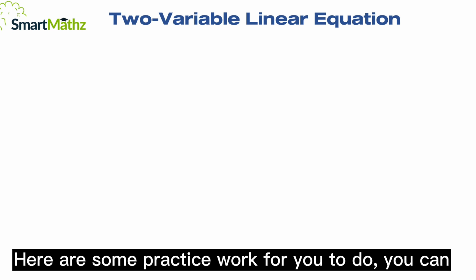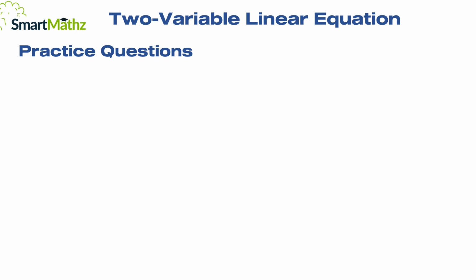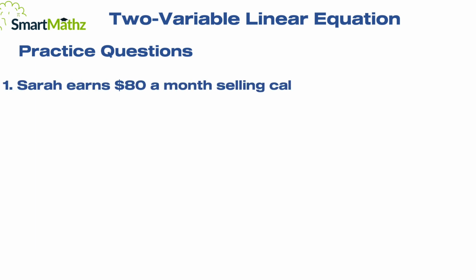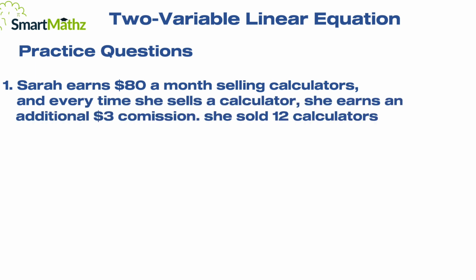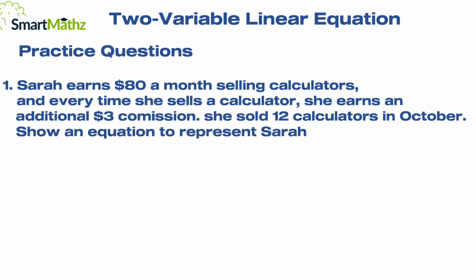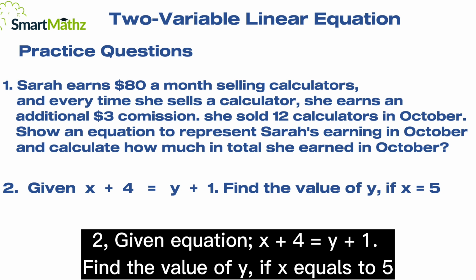Here's some practice work for you to do. You can pause the video while you try this on your own. 1. Sarah earns $80 a month selling calculators, and every time she sells a calculator, she earns an additional $3 commission. She sold 12 calculators in October. Show an equation to represent Sarah's earning in October and calculate how much in total she earned in October. 2. Given the equation x + 4 = y + 1, find the value of y if x equals 5.